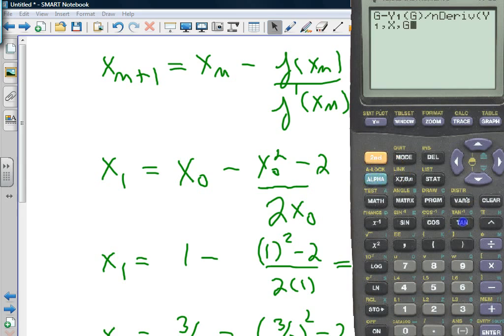Because remember that nDeriv of y1 comma x is shorthand for dy/dx. And then this is where the x value you're plugging into, right? f prime of what, right? So I'm just reminding myself, that was a big problem. Okay, so I'm good. Alrighty. So that's what I'm evaluating.